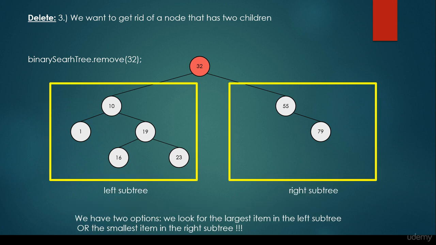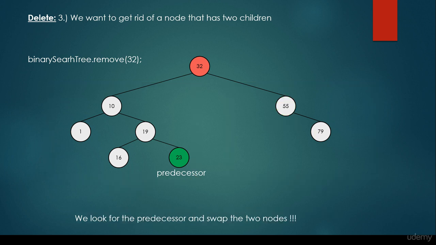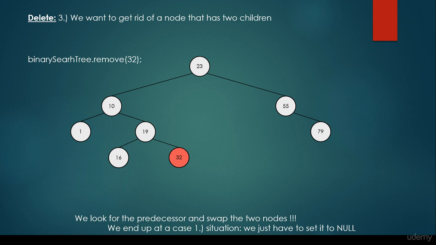Basically, we have 2 options. We look for the largest item in the left subtree or the smallest item in the right subtree. The greatest item in the left subtree is called the predecessor, and the smallest item in the right subtree is called the successor. We can choose. I usually implement a delete operation with the predecessor. So we find the greatest item in the left subtree and we swap it with the node we want to get rid of. In this case, we choose the predecessor, so the 23, and it's going to be the root node, so we just swap them.